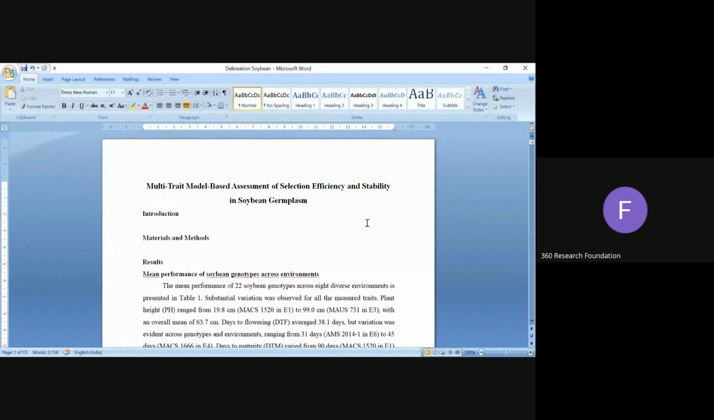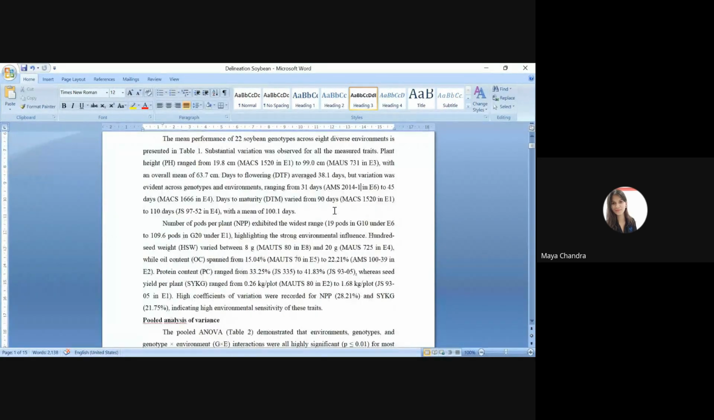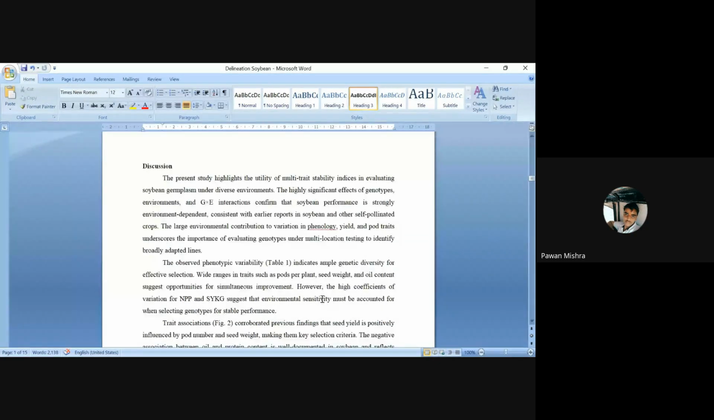Yeah. So whatever we are studying, I started this yesterday. I am preparing one topic, that is multi-trait model based assessment of selection efficiency. So what are the multi-trait models for selection efficiency? FAI, MGIDI, MTSI, and so on.